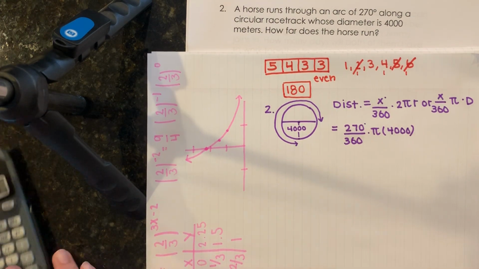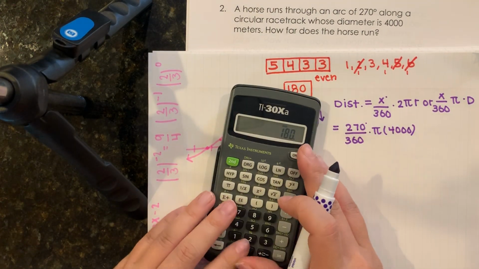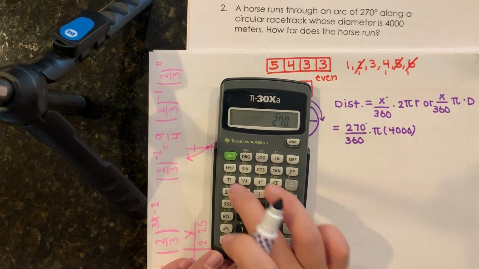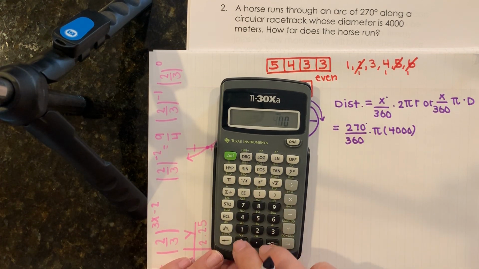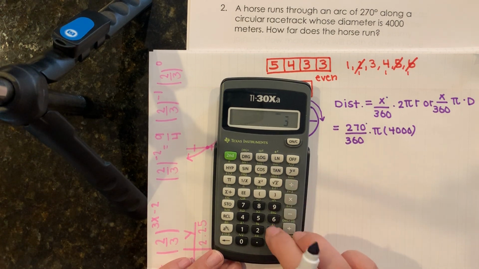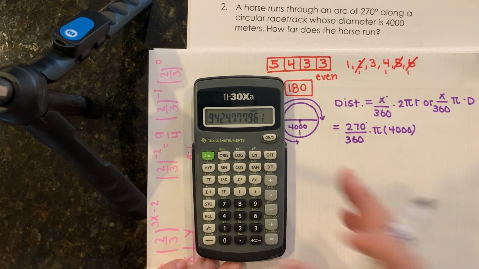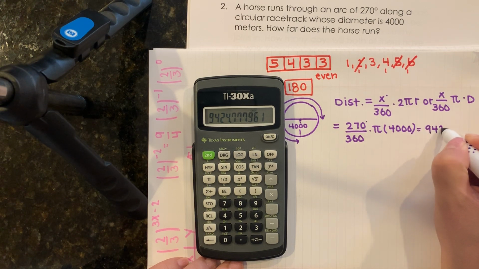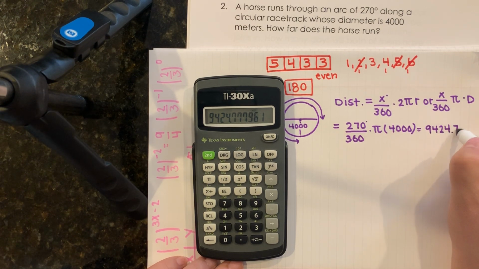Now you do want to multiply this out fully in your calculator. So using your calculator, you would do 270 times pi times 4,000 and then divide that by 360, which will give us a distance of 9,424.78 meters, and that would be your answer.